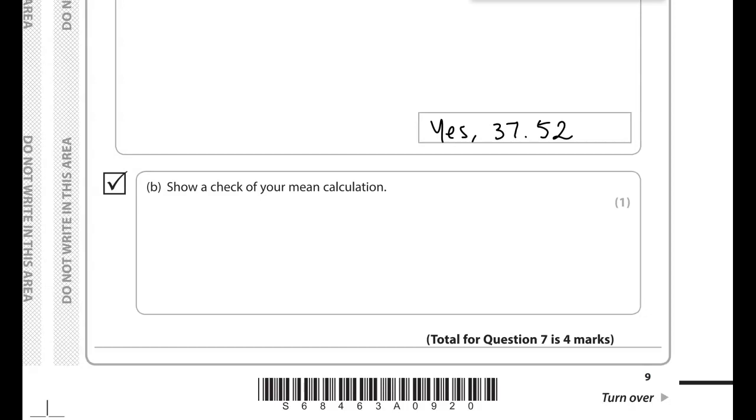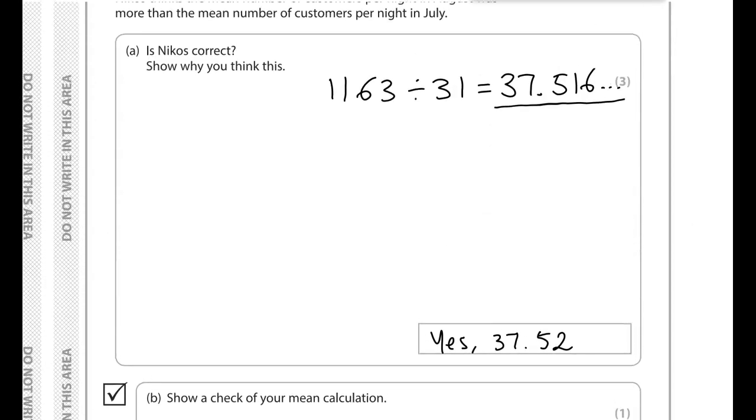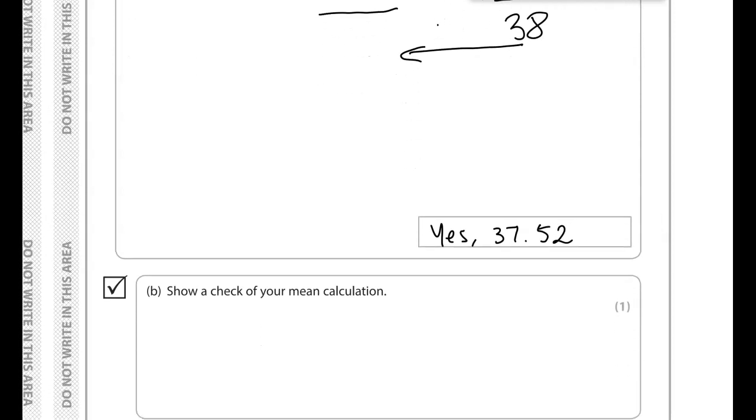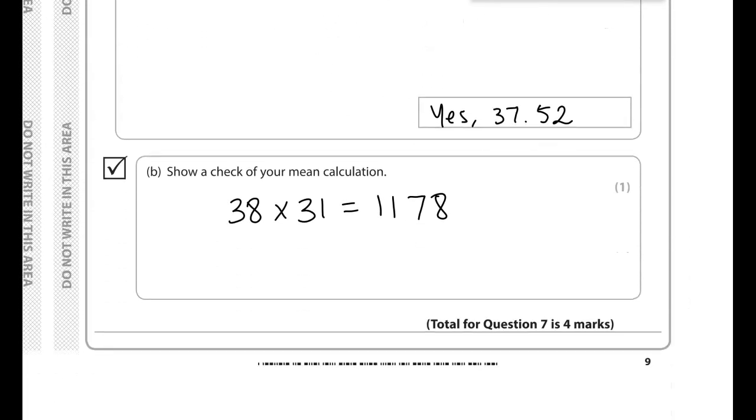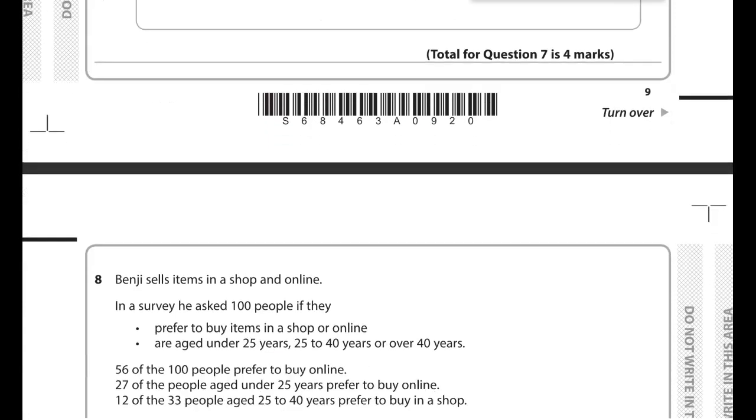And then we've got to show a check of your mean calculation. So if we just reverse this, if we do 38 times, so reversing this, times 31, does it give us about 1163? So 38 times 31 gives us 1178, which is very close to this. So that shows we've done the calculation correct.